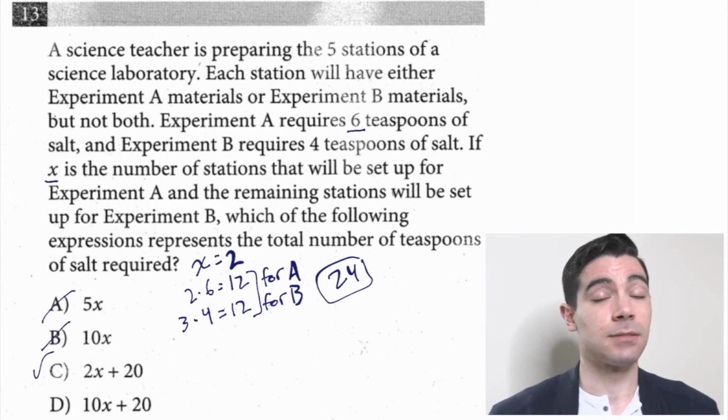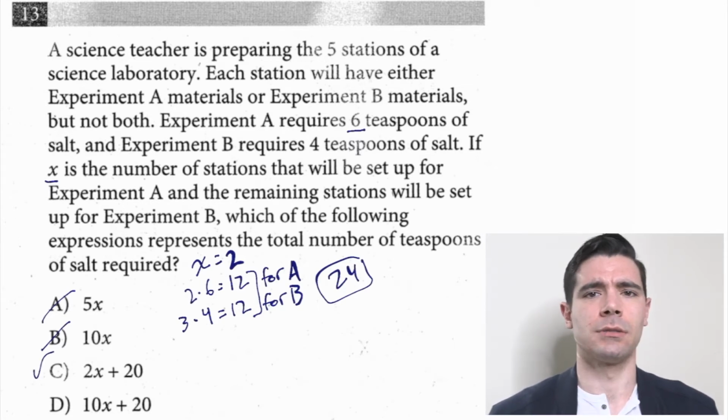Let's go to D. 10X. 20 plus 20. Way too many. Jeez. Trying to have a salt party over there. So the answer was C.